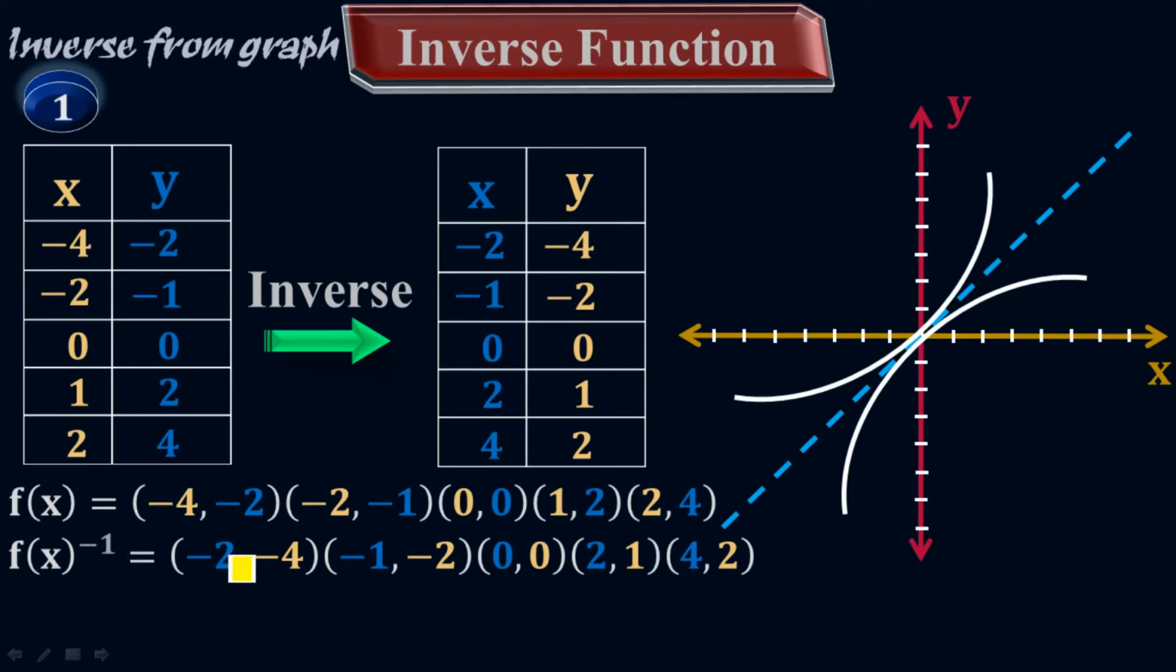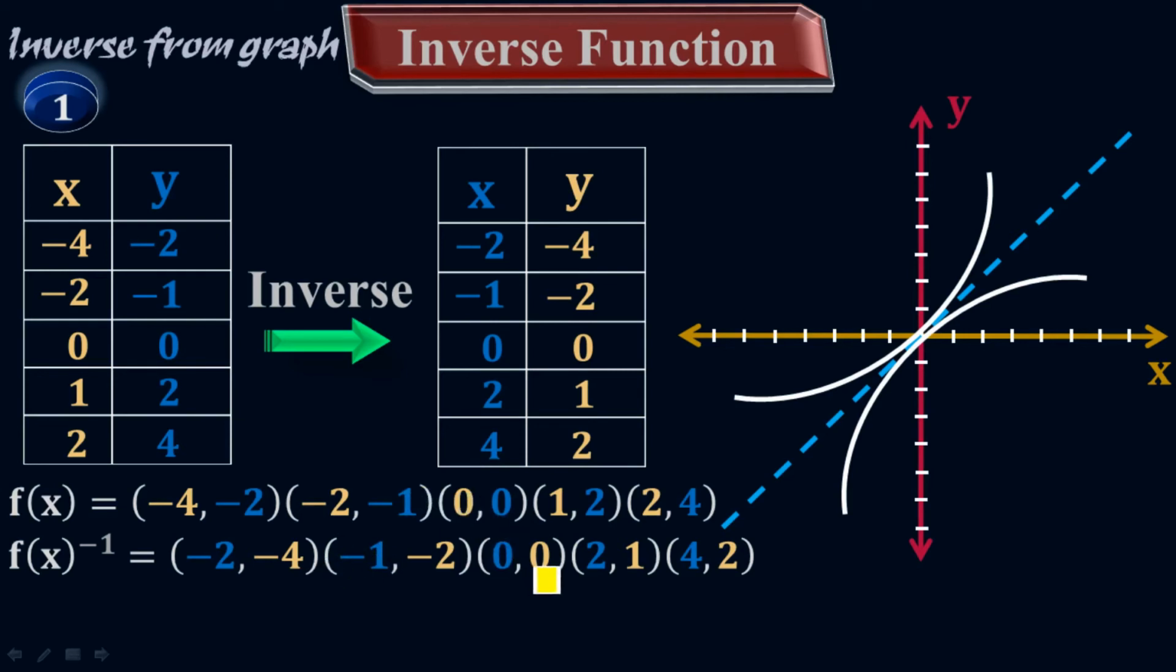So for the inverse function, all the x points of the original will be the y points, and all the y points of the original function will be the x points. Look here, this negative 4 of x for the original function will be the negative 4 for y. This negative 2 of y will be the negative 2 for x in the inverse function. Similarly, this negative 2 becomes the y value, and my y value is negative 1. This negative 1 y value becomes the x value, negative 1, in the inverse function.